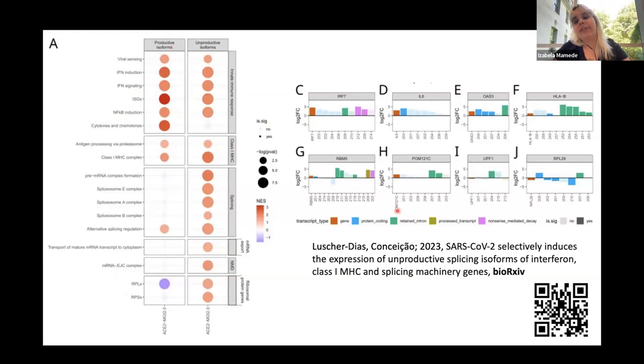If you look here at specific genes, we see HLA-B, which is part of the MHC1 complex. You see that the gene is a little bit upregulated, but the transcripts that are upregulated are all retained intron. So this is not the canonical form of HLA-B. And this happens on mostly all the transcripts associated with the class 1 MHC complex.